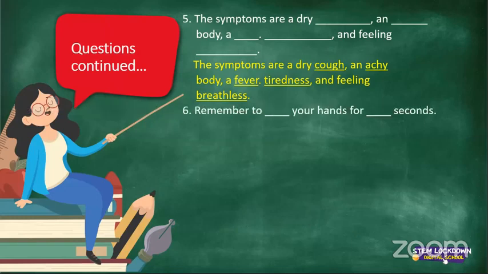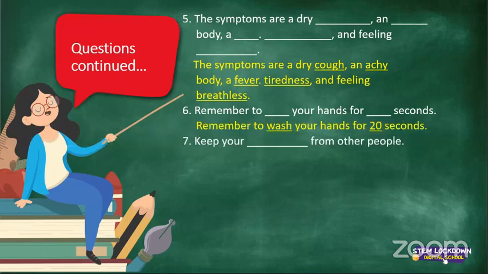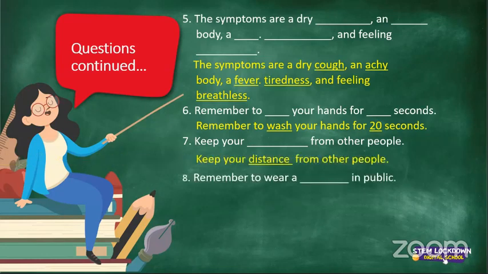Right. Number 6, remember to something your hands for so many seconds. What would that be? To wash your hands for 20 seconds. Right. Number 7, keep your something from other people. Somebody's put it, yay, keep your distance from other people. Good. Number 8, remember to wear a something in public. A mask. Good. Remember to wear a mask in public.